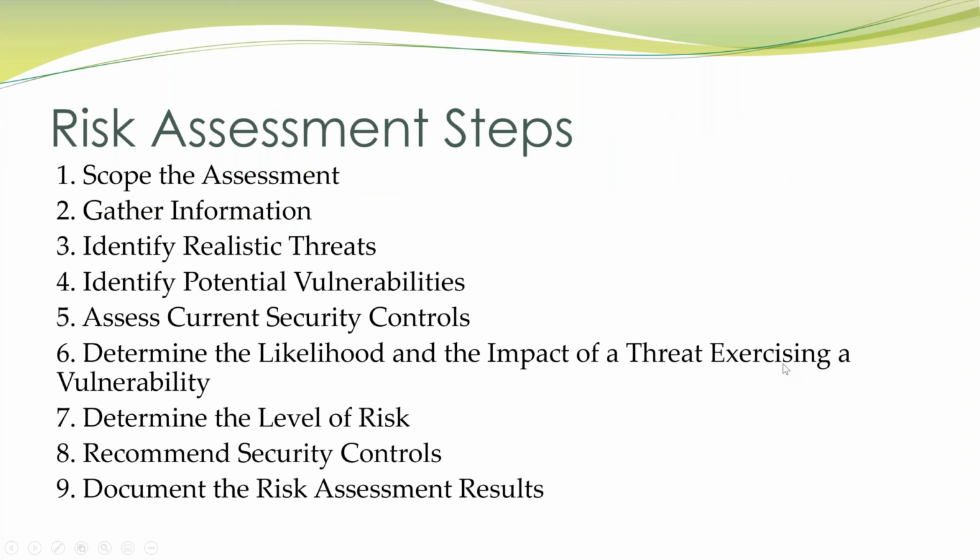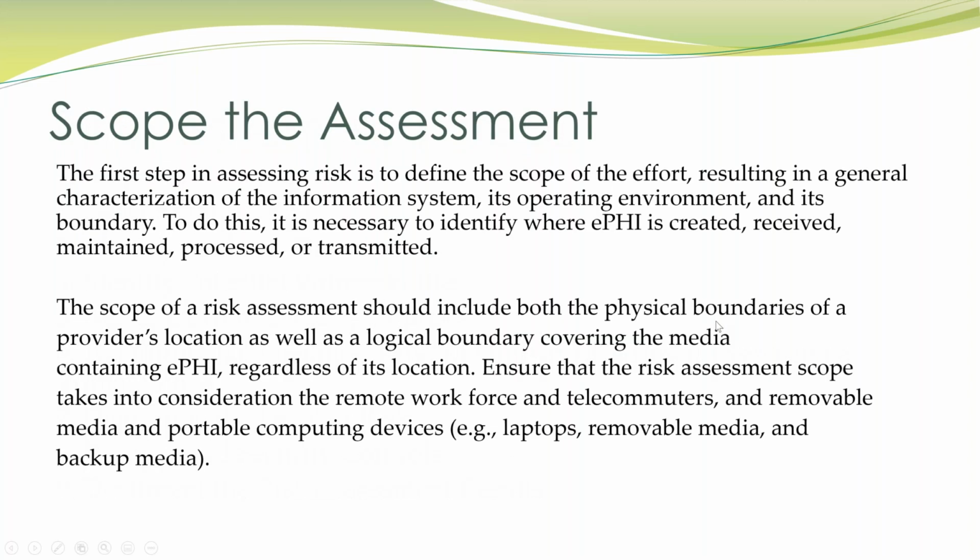So, the risk assessment steps. The first is the scope of the assessment, and part of that goes into gathering the information. Then identify realistic threats, identify potential vulnerabilities in your system, and assess the current security controls that your system has to mitigate those threats and vulnerabilities. Determine the likelihood and impact of those threats, determine the level of risk, and recommend security controls if your current security controls are not adequate. Then document all of those risks. Everything needs to be documented, and that's another thing a security tool helps you with: it documents everything as you go along.